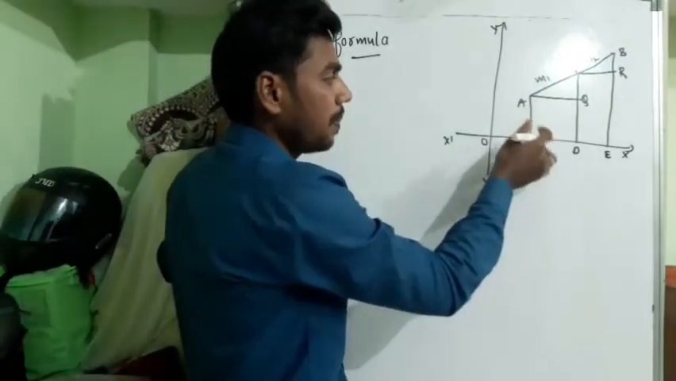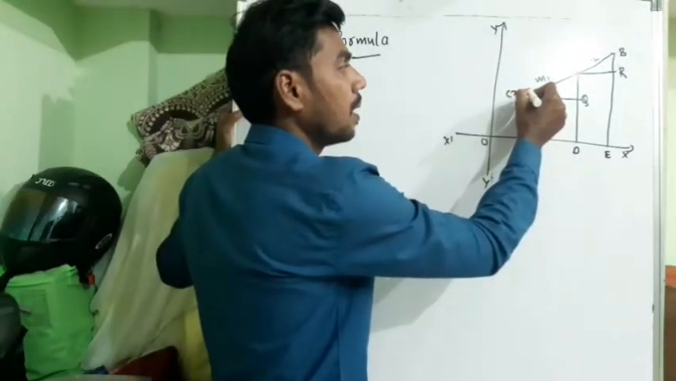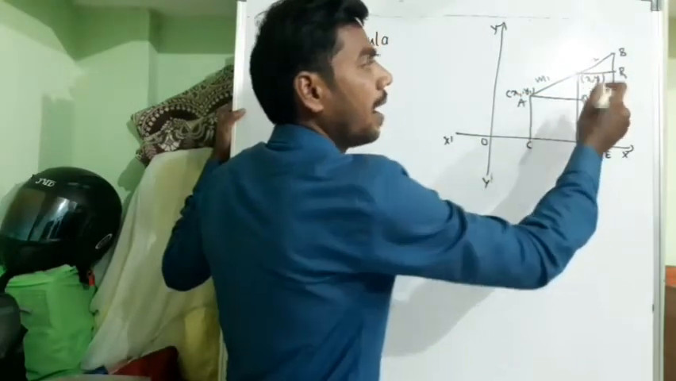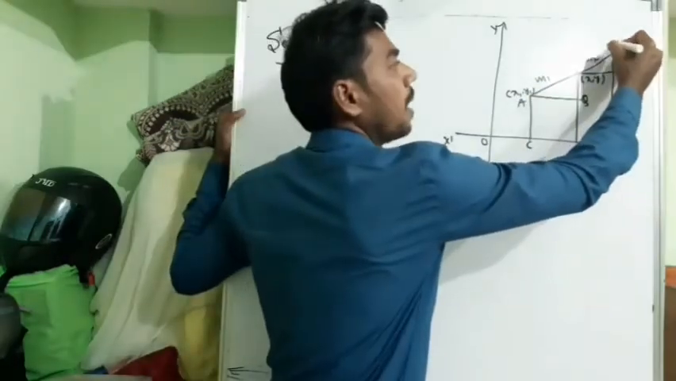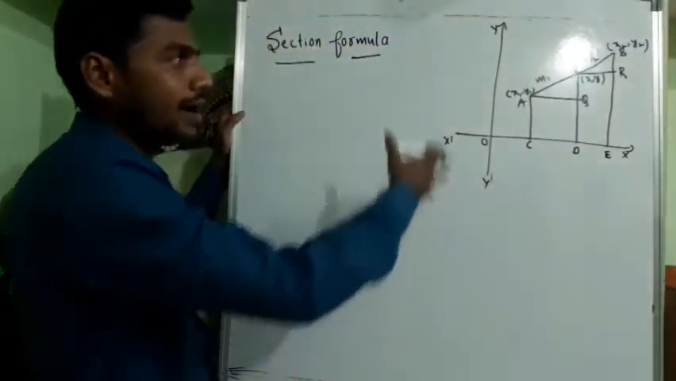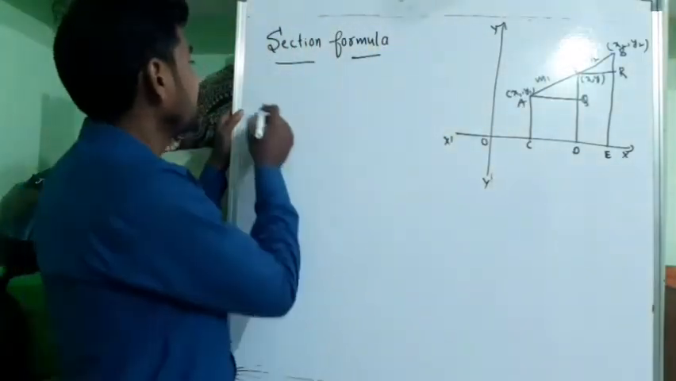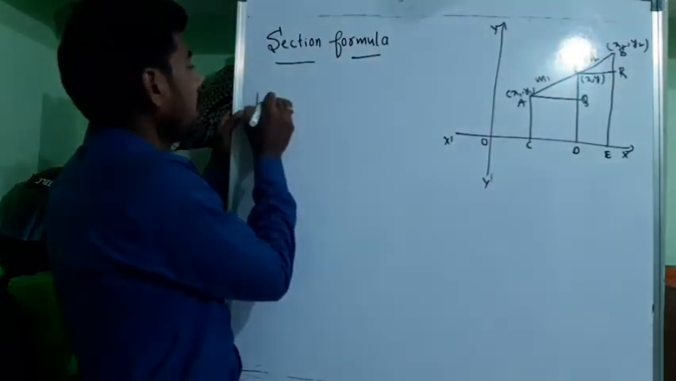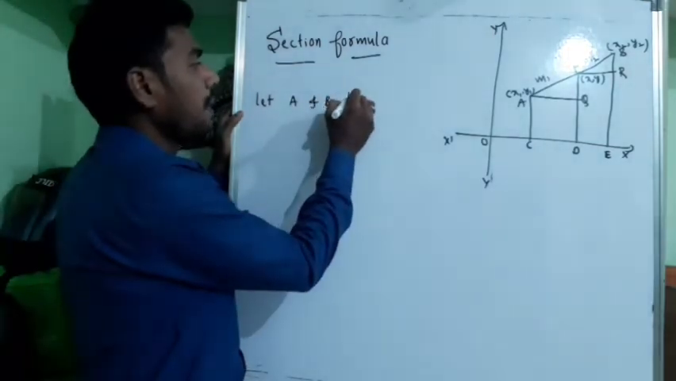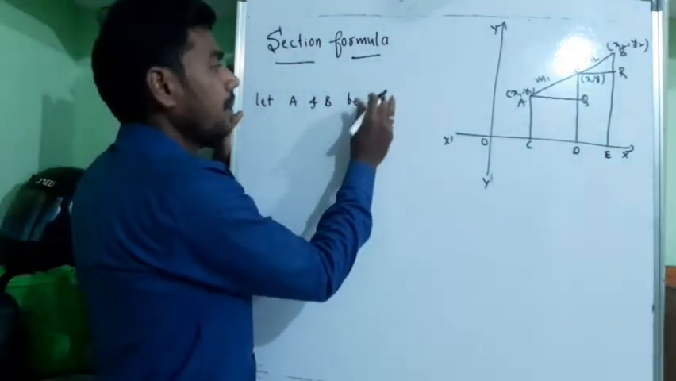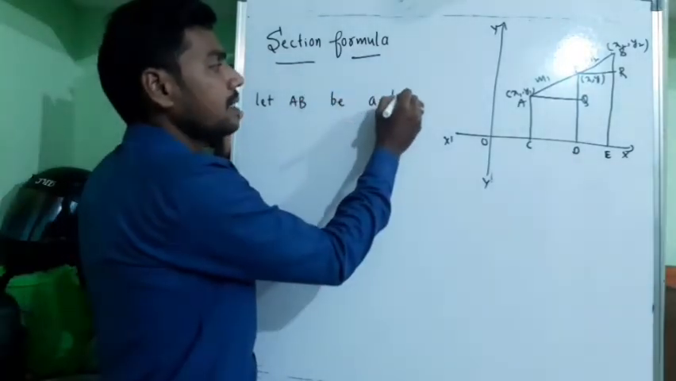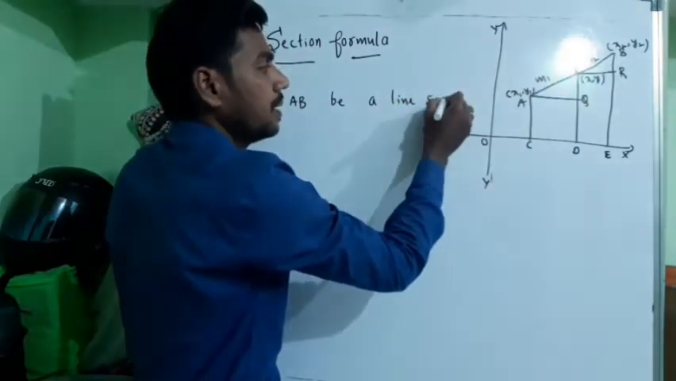Let the coordinates of A be x1, y1, let the coordinates of P be x, y, and let the coordinates of B be x2, y2. Okay, so now we'll write down what is there in the diagram. Let AB be a line segment.